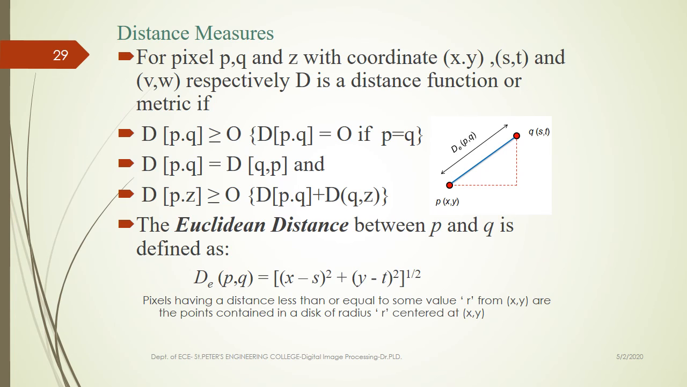So pixels having a distance less than or equal to some value r from (x, y) are the points contained in a disk of radius r centered at (x, y). In general, we consider the distance between these two points P and Q in the sense from here to here, and whatever the distance from there to here is also the same distance.